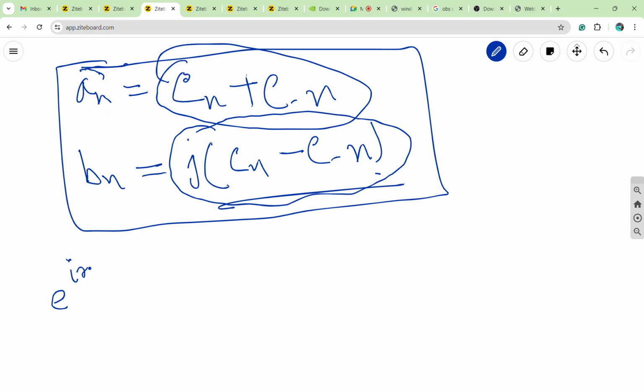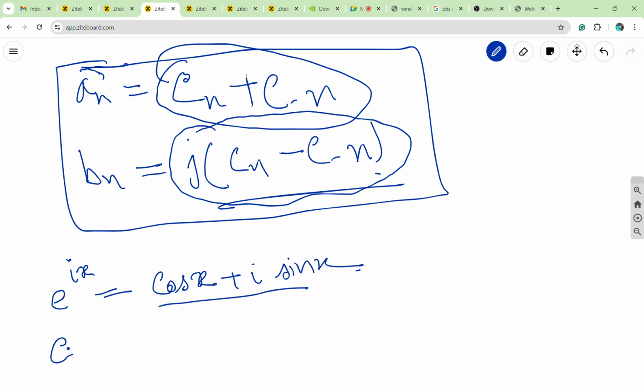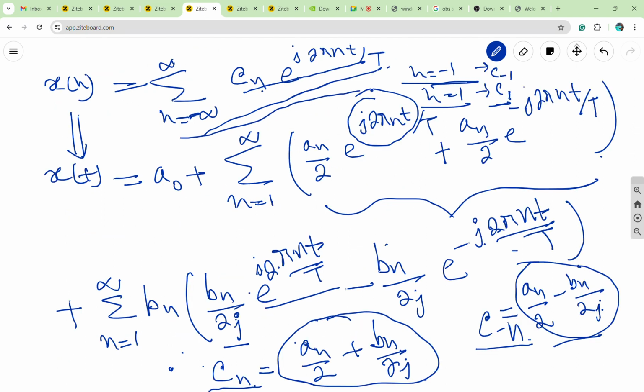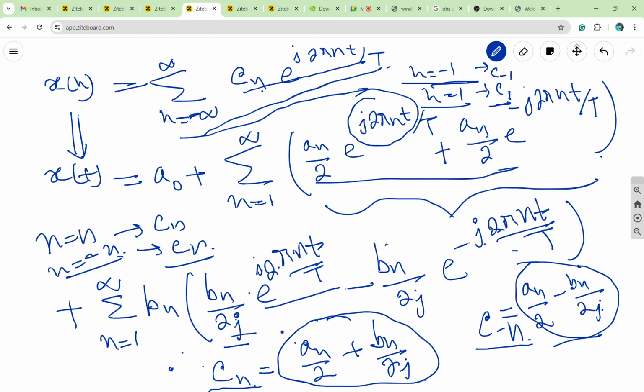Euler's equation says e to the power ix is equal to cos x plus i sin x, and e to the power minus ix is cos x minus i sin x. These two equations you just have to put here. For n is equal to n and n is equal to minus n, you will get c of n from here, and you will get c of minus n from here. And then you have to compare the coefficients written here, and you will find these two.